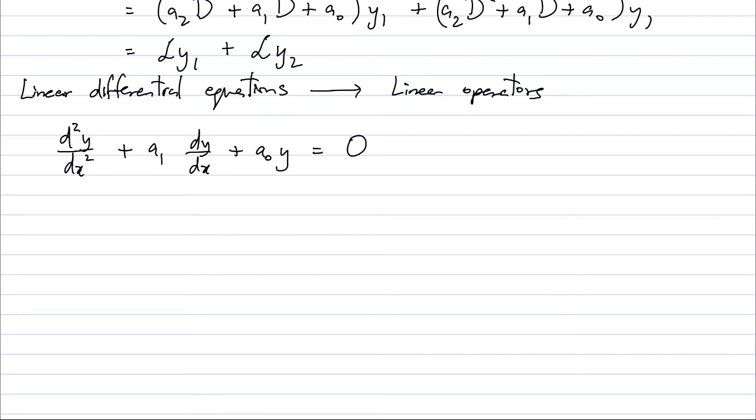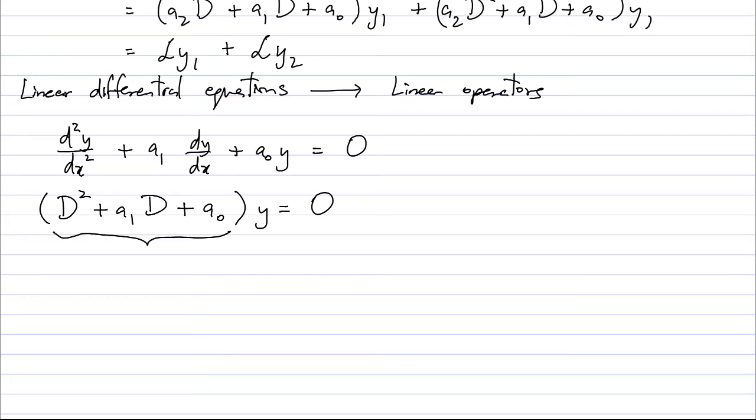You might be wondering what happened to a2. Well, because I'm talking about homogeneous equations, I can divide the equation throughout by a2, and then I can redefine a1 and a0. So I can always put my homogeneous linear differential equation into this form. And to solve this equation, I can use my previous notation. I can write this equation as d squared plus a1 d plus a0 acting on y. In other words, my linear operator is simply that, d squared plus a1 d plus a0.